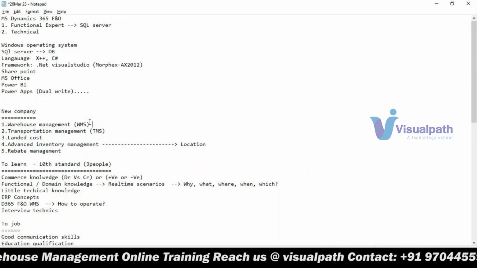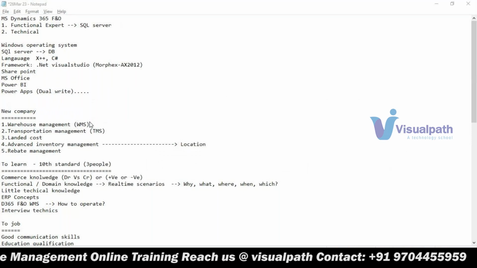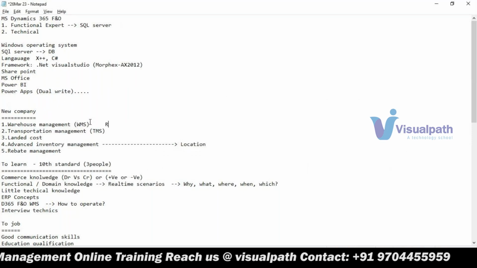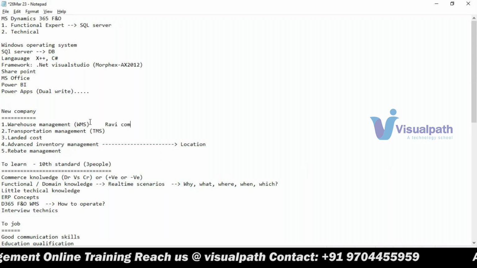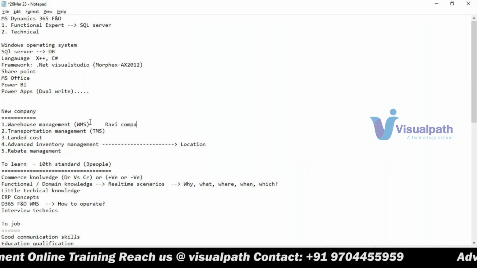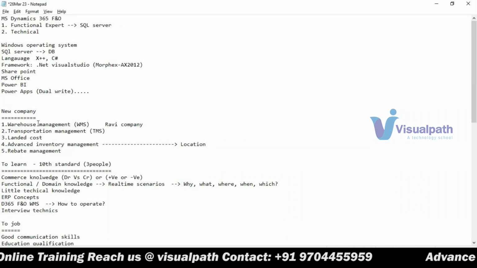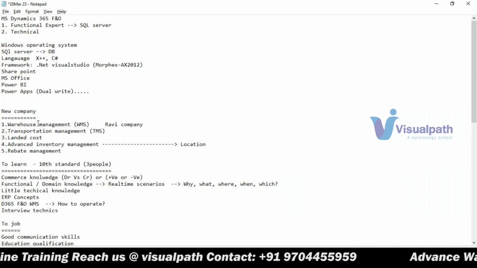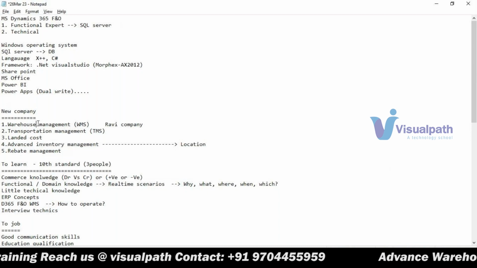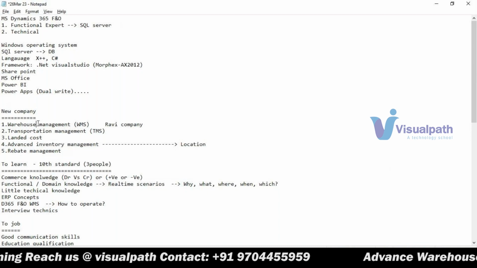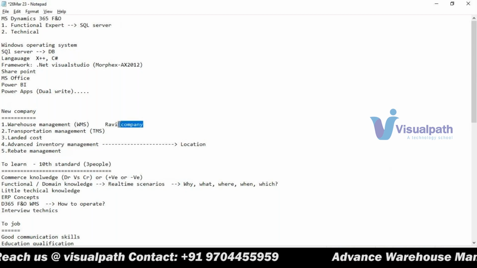But if you are creating a new company, like suppose, what is your name? Raviteja. So I will create one company, Ravi company, and then I will do all the setups. I will create location directives, work template, wave template, load template, mobile device menu items, and worker. I will create all these things and show you in this company.